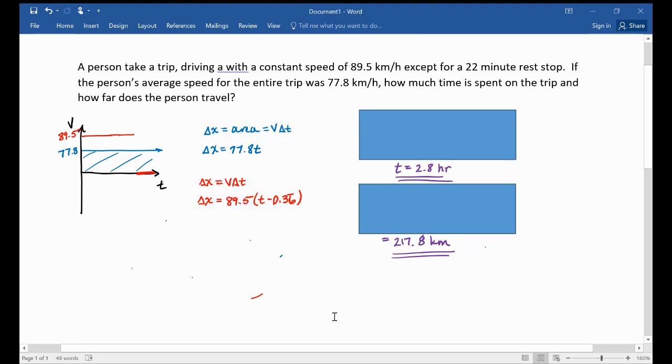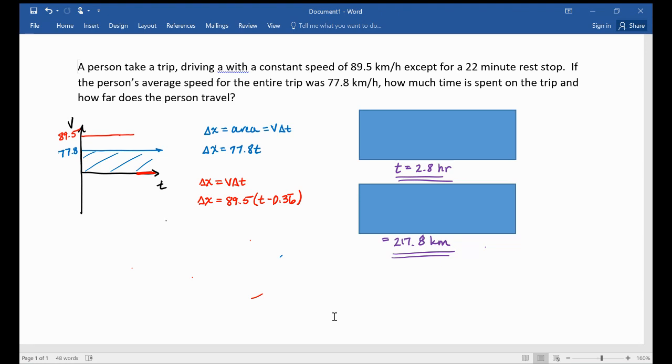So you can see I used that knowledge that the area is displacement. And so I looked at the area under each curve. The blue is the overall average trip, which took the entire time. And the red is when they were on the road. That took the entire time minus the 22-minute rest stop, which, if you want to leave all your values the same, you have to change into hours. So that's about 0.36 repeating hours.